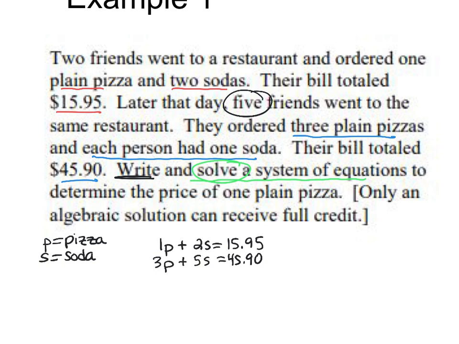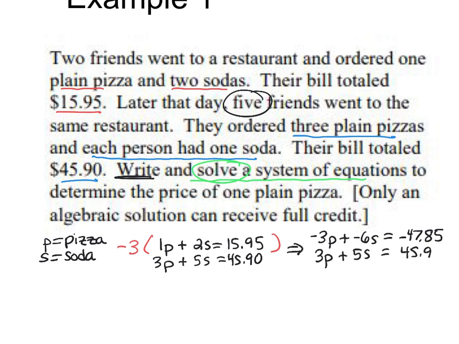So keep in mind, elimination would be your best bet here because it's already set up that way. So we'll multiply this through by -3 to get your p's to cancel out. So I would rewrite this off to the side. I'll have -3p plus -6s equals negative, and I'm using a calculator here, 15.95 times 3, I'll end up with -47.85. The biggest mistakes here are rushing, so be careful with your calculations. Is equal to 3p plus 5s equals 45.90.